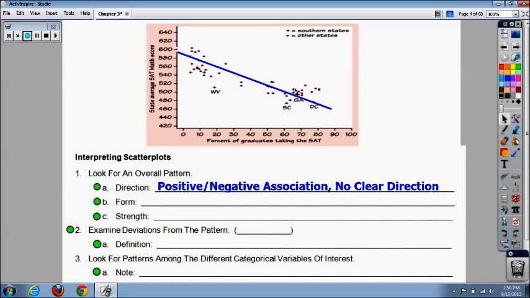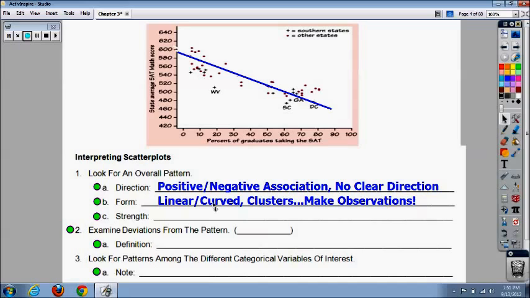Now, besides positive or negative association, increasing in x and increasing in y, or a decrease in y for an increase in x, we're also going to focus on form. Primarily, what we're going to hope to find is a linear form. Notice that our points don't directly line up and make a straight line, but for the most part, they're all going in the same direction as the percent of graduates taking the SAT increases. So this would be an example of a linear form.